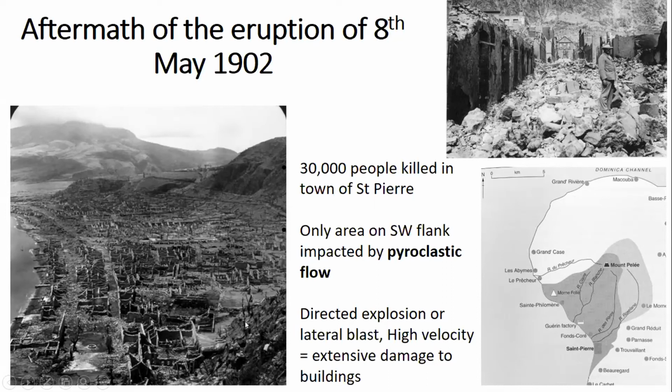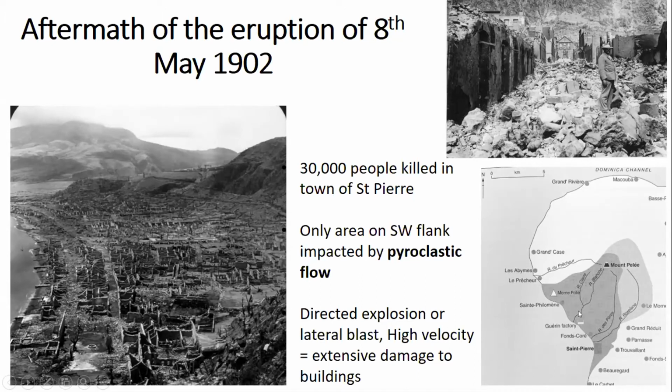They're incredibly hot. They can be at temperatures up to 600 or 700 degrees centigrade, and they can move at high velocities. And we know from studying the effects here, you can see that the buildings have been pretty much razed to the ground. There are a few walls standing, but you can see huge, great rubble, masonry, buildings completely destroyed. And if we look at the map that we've got here, that area that's been destroyed is a sector just to the southwest of the volcano. And we know this is a type of pyroclastic flow known as a directed blast or a lateral blast.